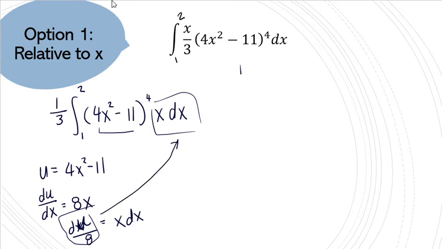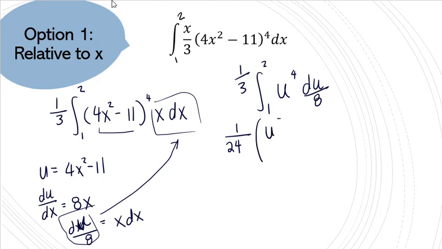Okay, so we have the 1/3 on the front. We've got an integral sign. We now have u to the power of 4 du over 8, which will give me, I'm going to kick the 8 out, 1/3 times 1/8 is 1 over 24. And then I'm going to have u to the 5 over 5. And I'm working towards the antiderivative here.